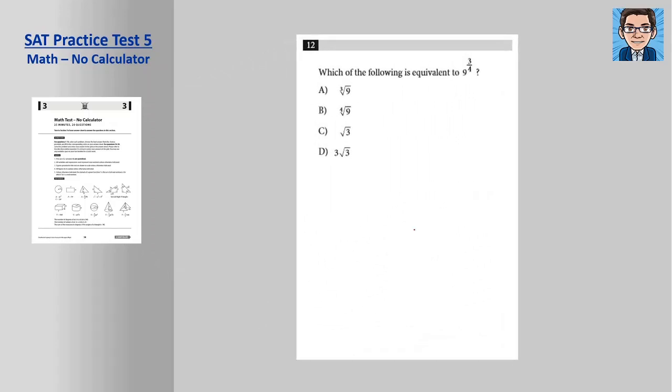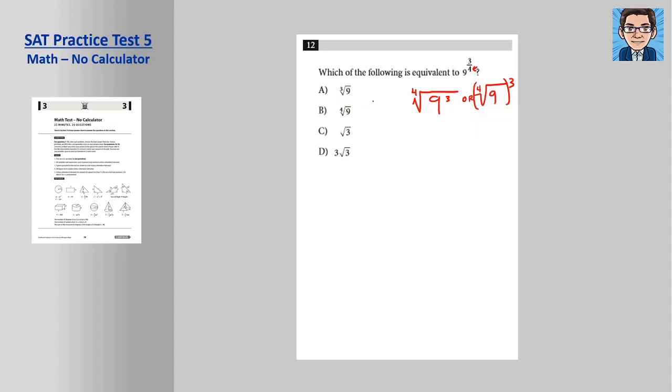Okay, this problem requires us to understand what an exponent of 3/4 means. So we're going to have the root of 9, but it's going to be the 4th root, which is the denominator. And the cube, we can either cube it here, or we can cube the whole thing. These mean the same thing, actually.